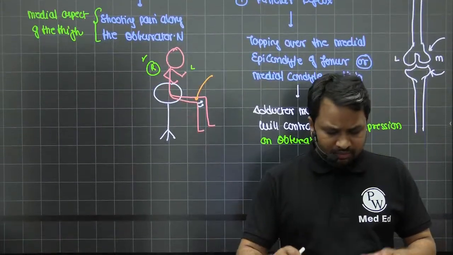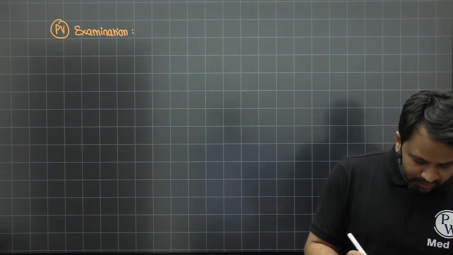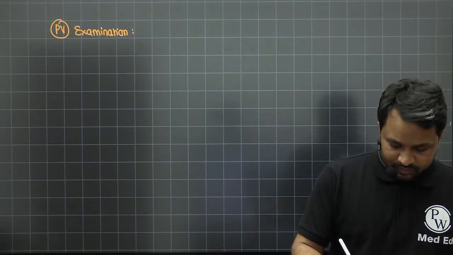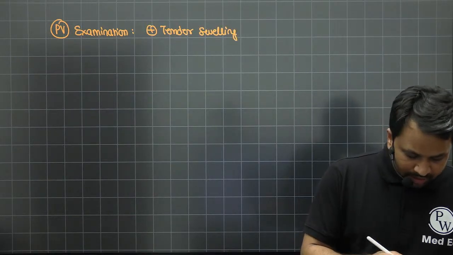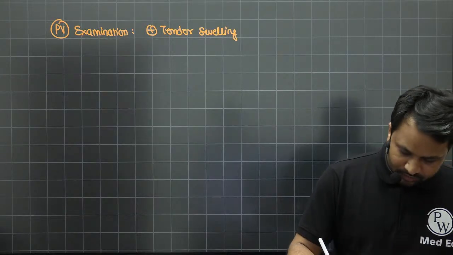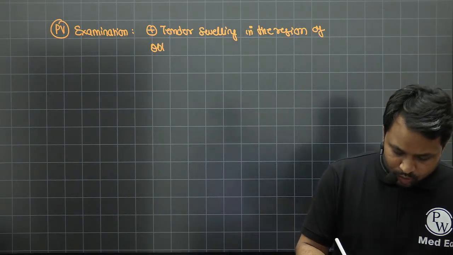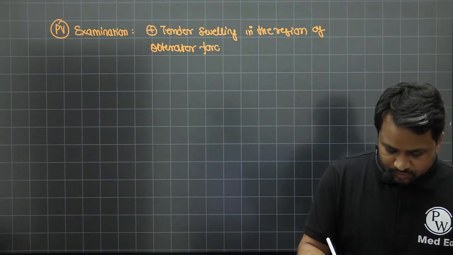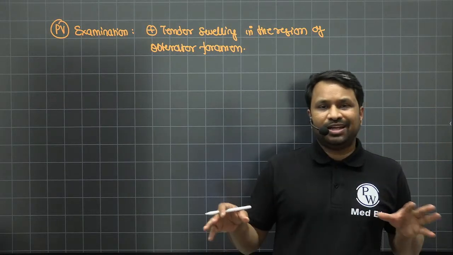Another thing that you can see, especially in females, because it is more common in females: when you do a per-vaginal examination, it's not always, but on a PV examination you can feel a tender swelling on the medial aspect of the obturator foramen, in the region of the obturator foramen, right?